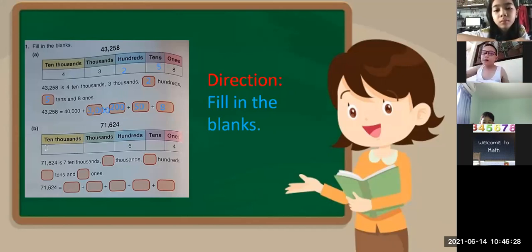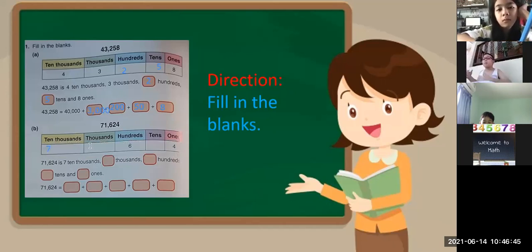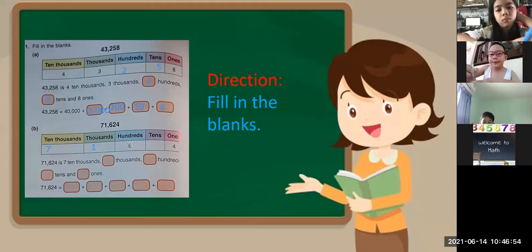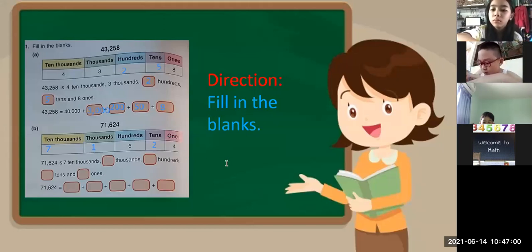Now in letter B, what number are we going to write in here? In letter B, the number here is 71,624. So the answer here is number 7. How about in thousands place? The answer here is 1. And here is number 6. And the next number will be 2 tens. Again, 7 10,000s, 1,000, 600, 2 10s, and 4 1s.